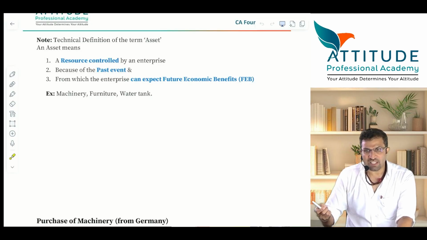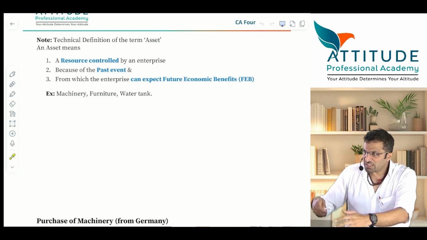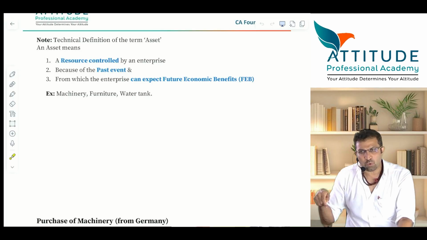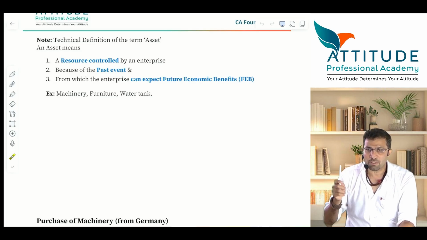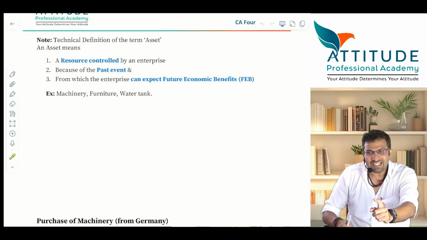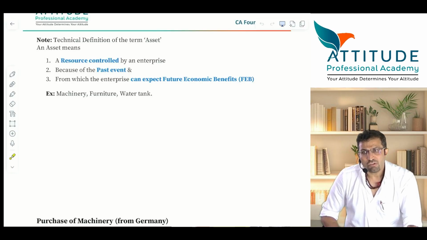Of course, there are future economic benefits for him because of that water tank; his production is going to increase. So there are going to be future economic benefits. There is a past event. He has already constructed that water tank. But the question is whether that water tank is in the control of the businessman or not. If it is in his control, then it is an asset. If it is not under your control, then it is not an asset.